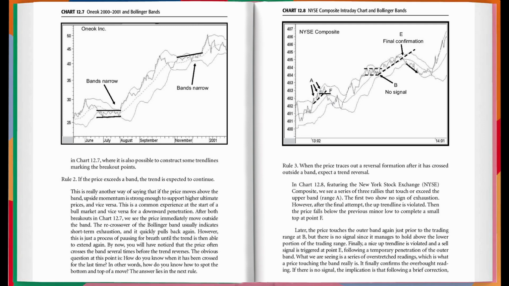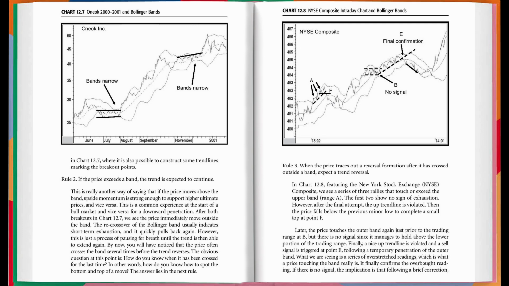reversal. In chart 12.8, featuring the New York Stock Exchange NYSE composite, we see a series of 3 rallies that touch or exceed the upper band, range A. The first 2 show no sign of exhaustion. However, after the final attempt, the uptrend line is violated. Then the price falls below the previous minor low to complete a small top at point F.